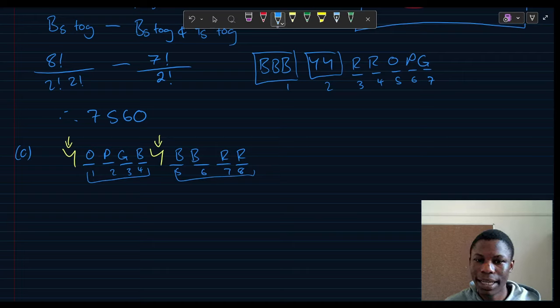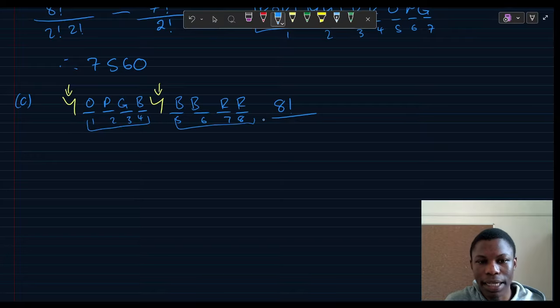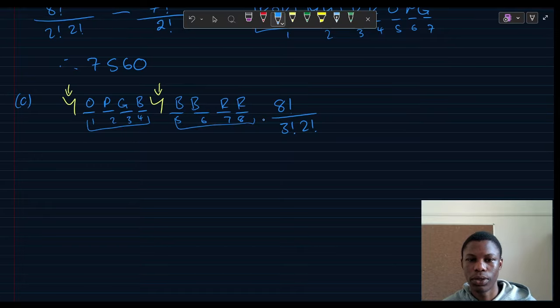And that's 8 factorial divided by, we're going to have our blue books. We've got 3 blue books, so we need to divide by 3 factorial. We've got 2 red books, so we need to divide by 2 factorial. These are the number of arrangements in which you've got the 2 yellows in position 1 and position 6, such that you've got 4 letters between them.